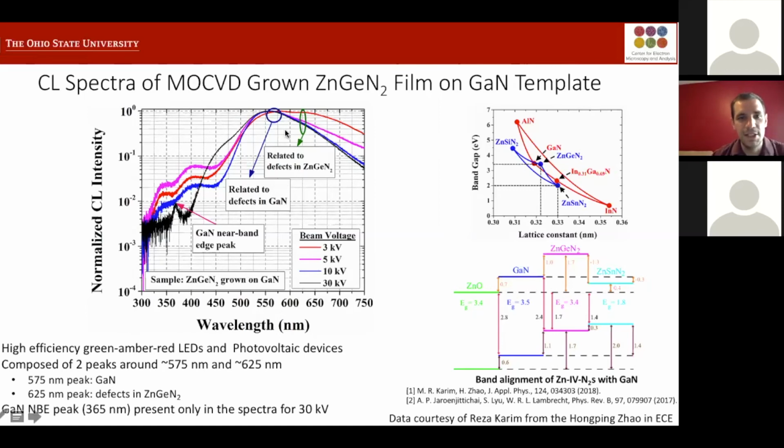But then as you increase your kV, so at 5 or 10 kV here, you can see the peaks start to change. So this peak means more defects in your gallium nitride layer. And that peak increases as you gain more electrons down to your gallium nitride layer. And then as soon as you're going 30 kV, you're penetrating mostly into the bulk. You'll get a lot of signal from the bulk, and you're going to be getting primarily that signal. And then also you can get that near band edge peak from the bulk sample since you're getting so much signal from it.